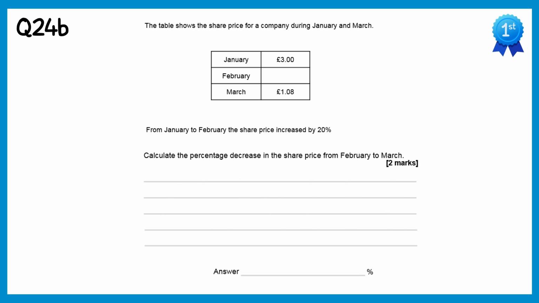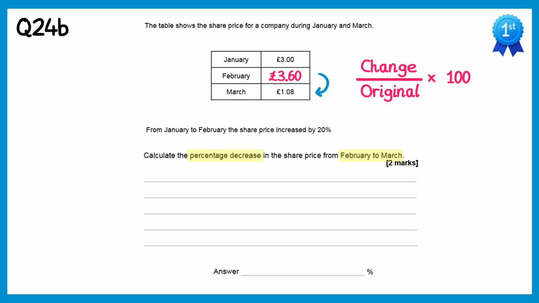For this next part, we need to calculate the percentage decrease from February to March. We know the share price in February, we just worked it out, it's £3.60. So what we need to work out is what percentage it decreased from February to March. A percentage decrease can be calculated using this formula, change over original times 100.